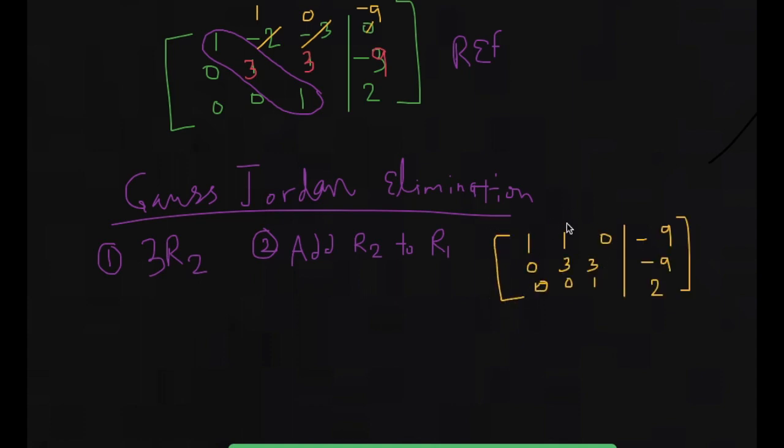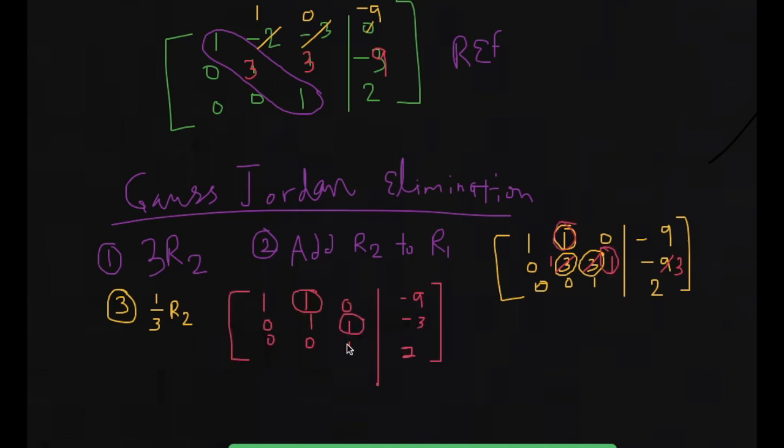So we need to get this 1 to become a 0, this 3 to become a 0, and this 3 to become a 1. Anytime I want to make something a 1, I multiply by its reciprocal. So here, 3 times 1/3 would give me 1. So I'm going to do 1/3 times row 2. Now I have a 1 here, which is what I needed, and there are 1s all along the diagonal once again. So let's rewrite the matrix.